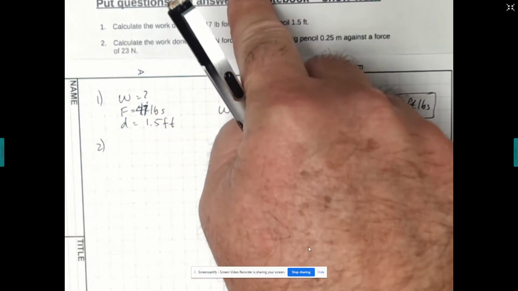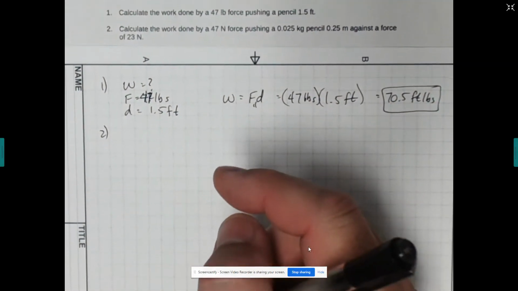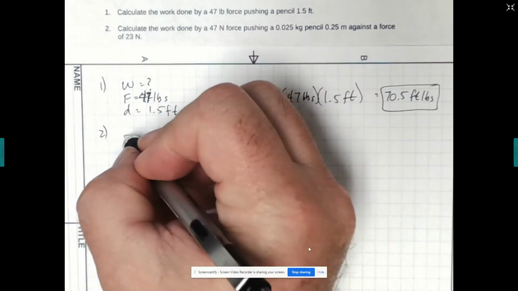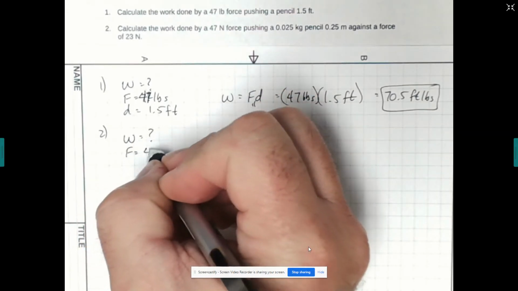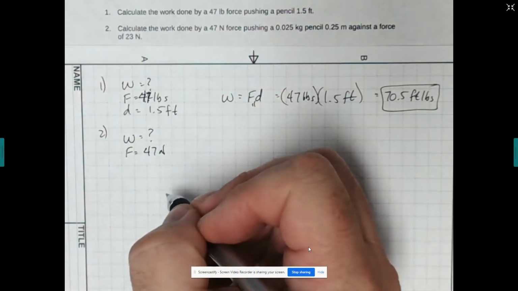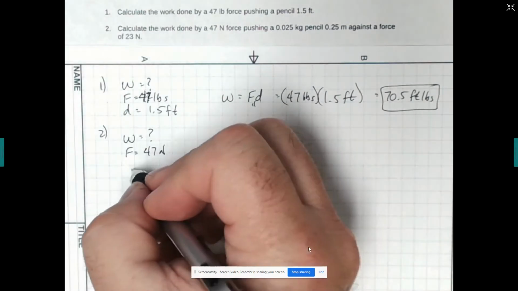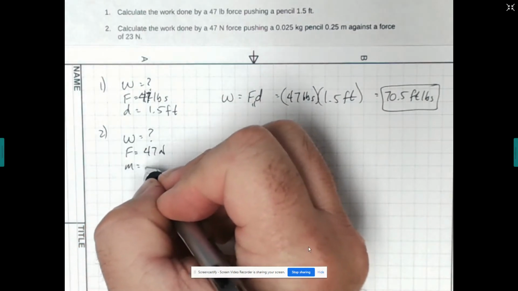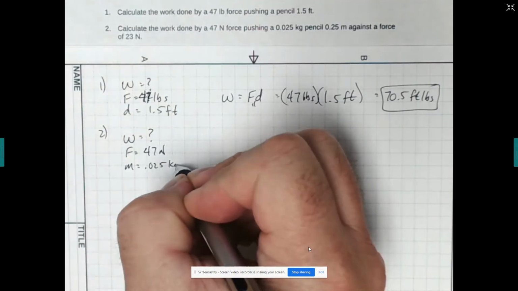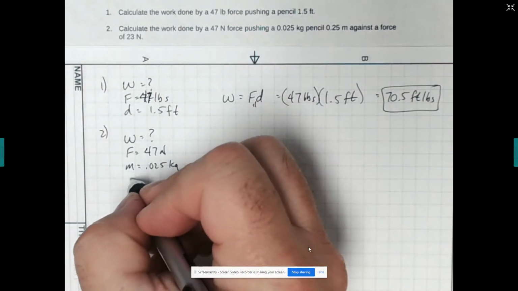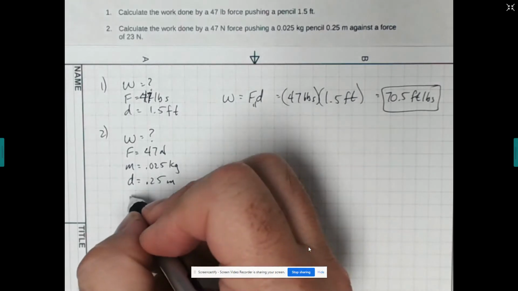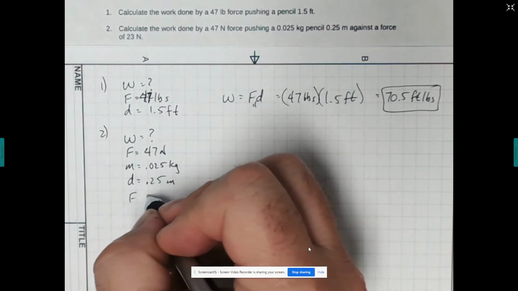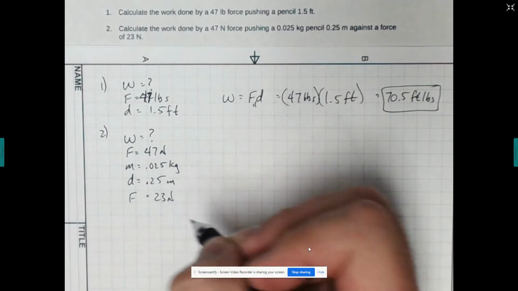Number two is very similar, but it's a little more involved. It says calculate the work done by a 47 Newton force. So the work, again, is my unknown. My force now, we are in the metric system, is 47 newtons. Pushing a 0.025 kilogram pencil, so my mass is equal to 0.025 kilograms. And then my distance is equal to 0.25 meters. And then against a force that's equal to 23 newtons.